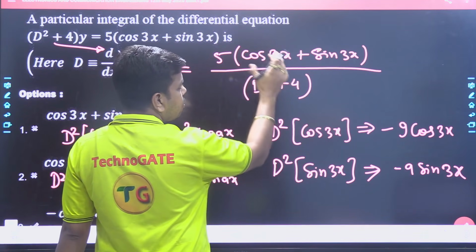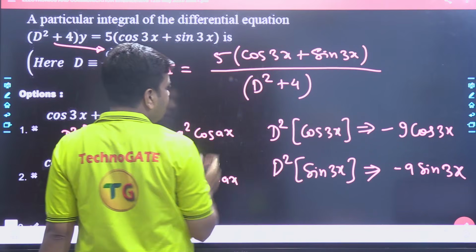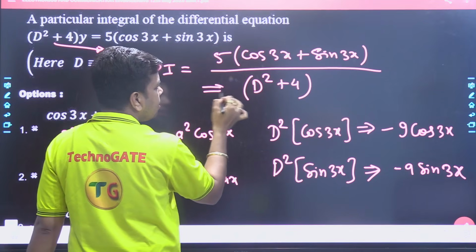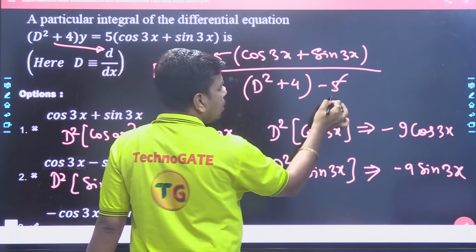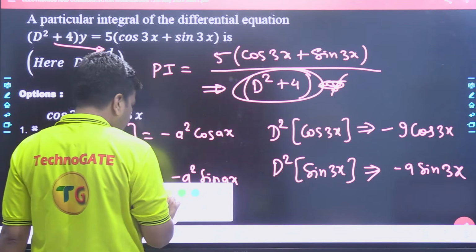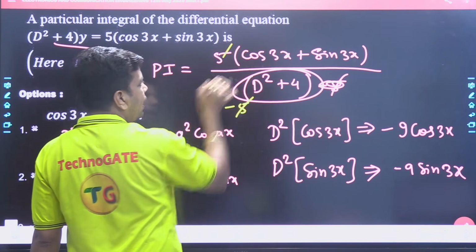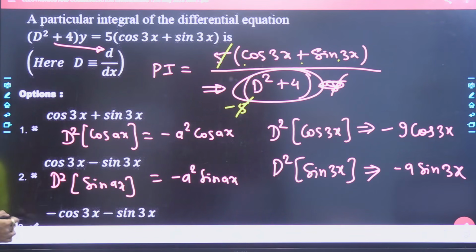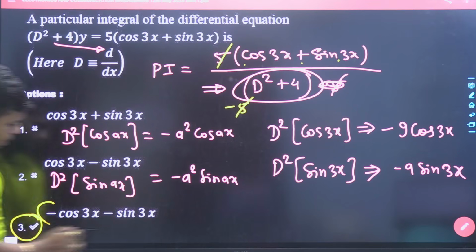So what exactly can we say? At the place of this, just put minus 5. So in this equation, if I put minus 5, the 5 and 5 cancel out. So your answer is minus cos 3x minus sin 3x. Minus cos 3x minus sin 3x is given in option number 3.